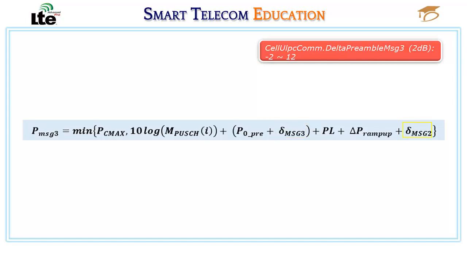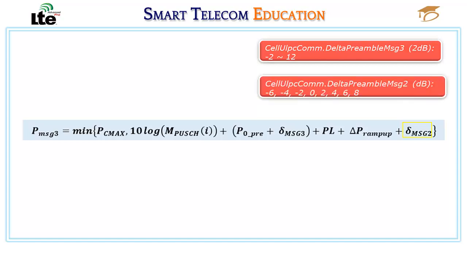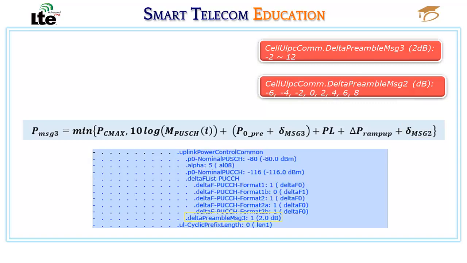Delta message 2 is the power offset used to calculate the message 3 power during uplink random access. This variable is also used to specify the initial power of the PUSCH or PUCCH for closed loop power control. This variable is specified by delta message 2 under the cell uplink power control common parameter. The UE receives the delta preamble message 3 parameter value in System Information Block Type 2. And delta preamble message 2 is indicated by the eNodeB in the random access response message in the TPC, transmit power command, related to random access message 3 or first scheduled uplink transmission.